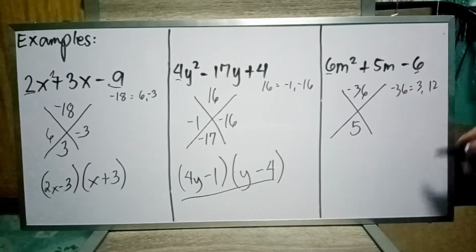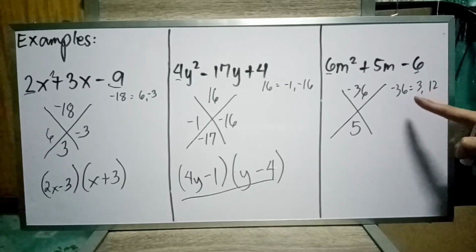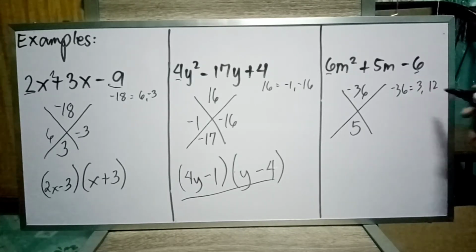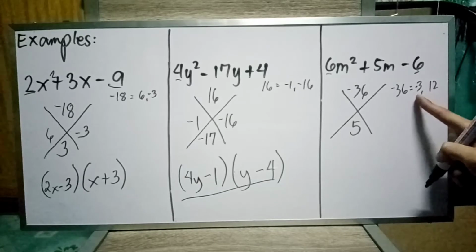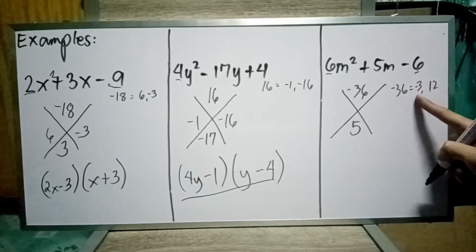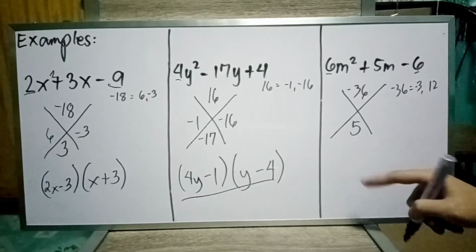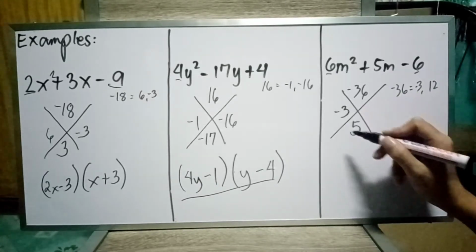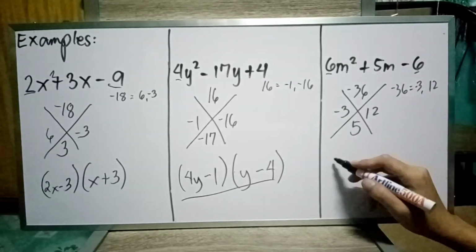But we need negative 36. Which one is negative? The 3 or the 12? Very good, the 3. So negative 3 times 12, that is negative 36. Negative 3 plus 12, that is 5. So therefore, negative 3 and 12.